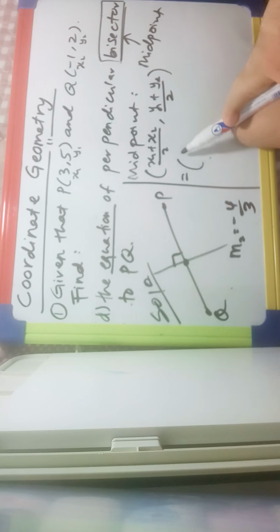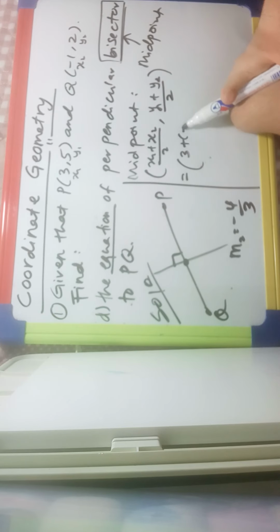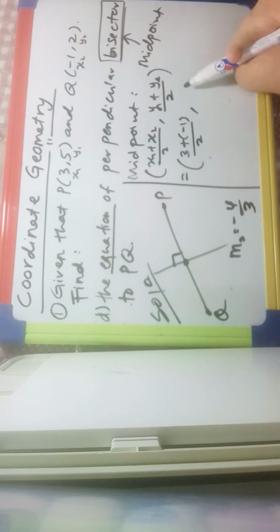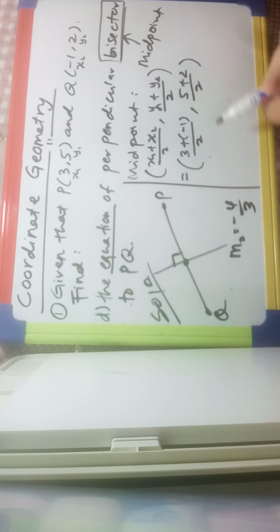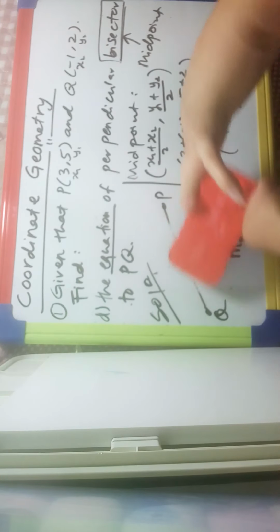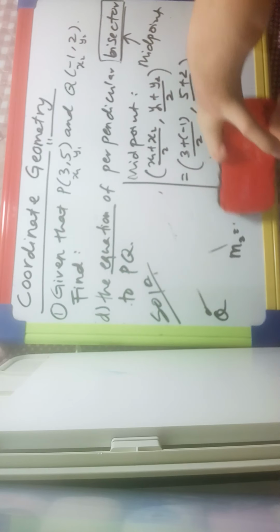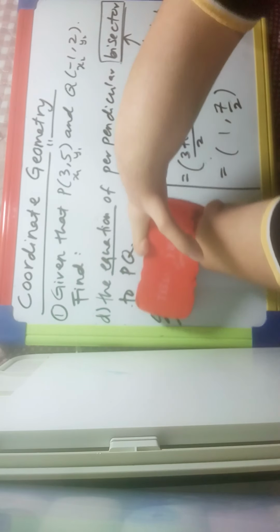So substitute the values. x1 plus x2, so 3 plus negative 1 divided by 2, and then 5 plus 2 divided by 2. So this is going to simplify. 2 divided by 2 is 1, and then this is 7 over 2. So 1 and 7 over 2 is the value of the midpoint. Why do you need to find the value of the midpoint? Okay, next step.